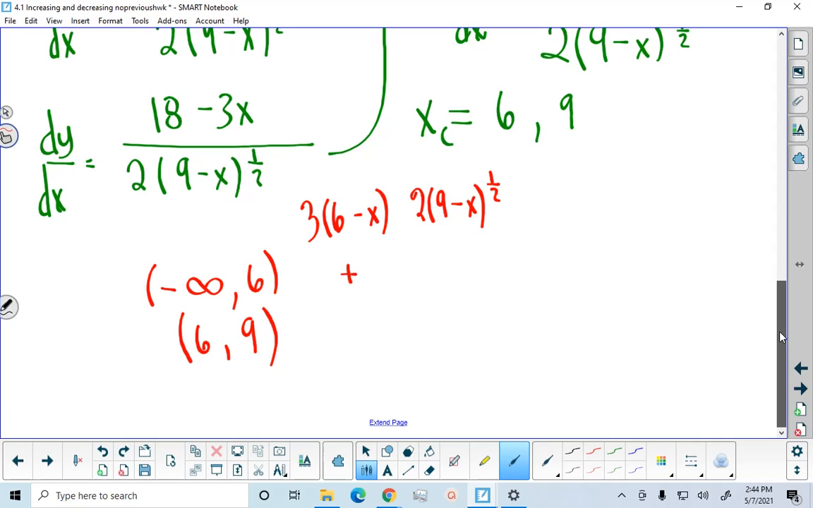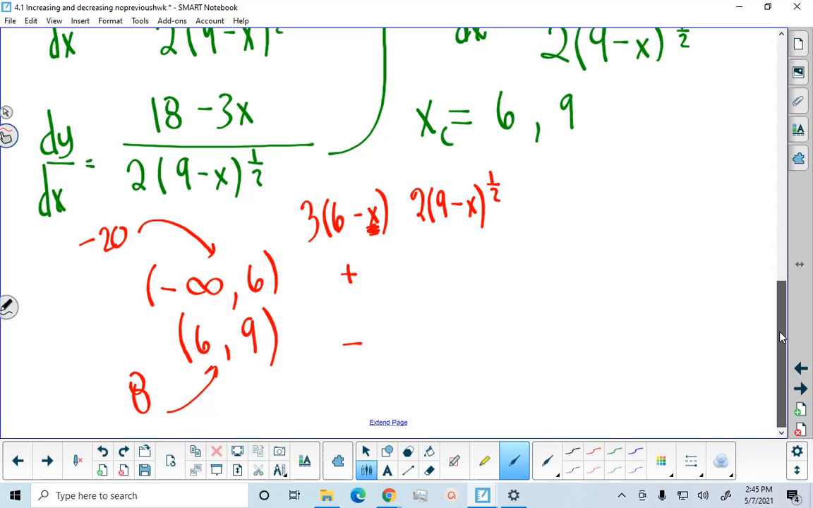This will be positive, this will be negative. It's opposite to what you would normally expect. Let's just talk about playing the numbers game first. If I take a number in this interval, say negative 20, that's in that interval, and I put it in here for x, I'm going to get 6 minus negative 20, which is a positive number. On the other hand, if I take a number like 8, which is in this interval, and I put it in here for x, I'll get 6 minus 8, which is negative.